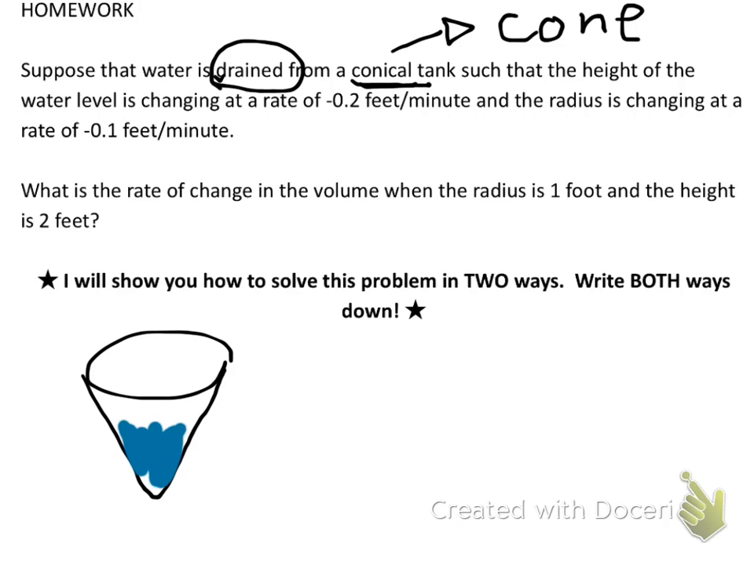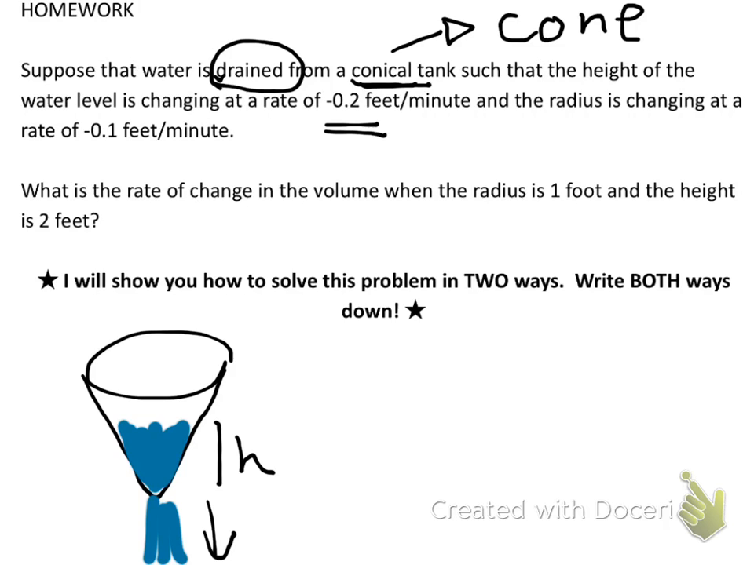Water. And water is coming out of the tank. So, of course, if the water is coming out of the tank, then the height is going down. And that is why the height of the water level is changing at a negative rate. Right? So if you're wondering why the height is changing at a negative rate, it's because the water is going out. So the height of the cone is also getting smaller and smaller.